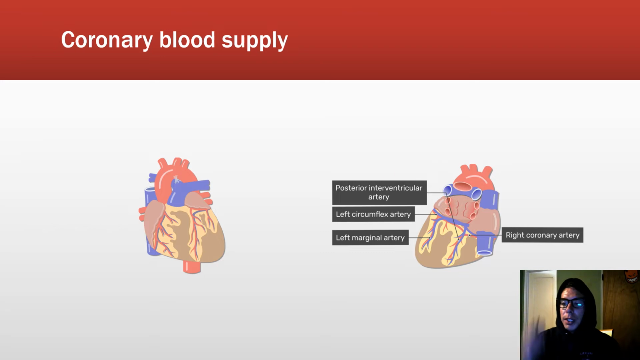So coronary blood supply. Just like everywhere else in our body, our heart needs oxygen.